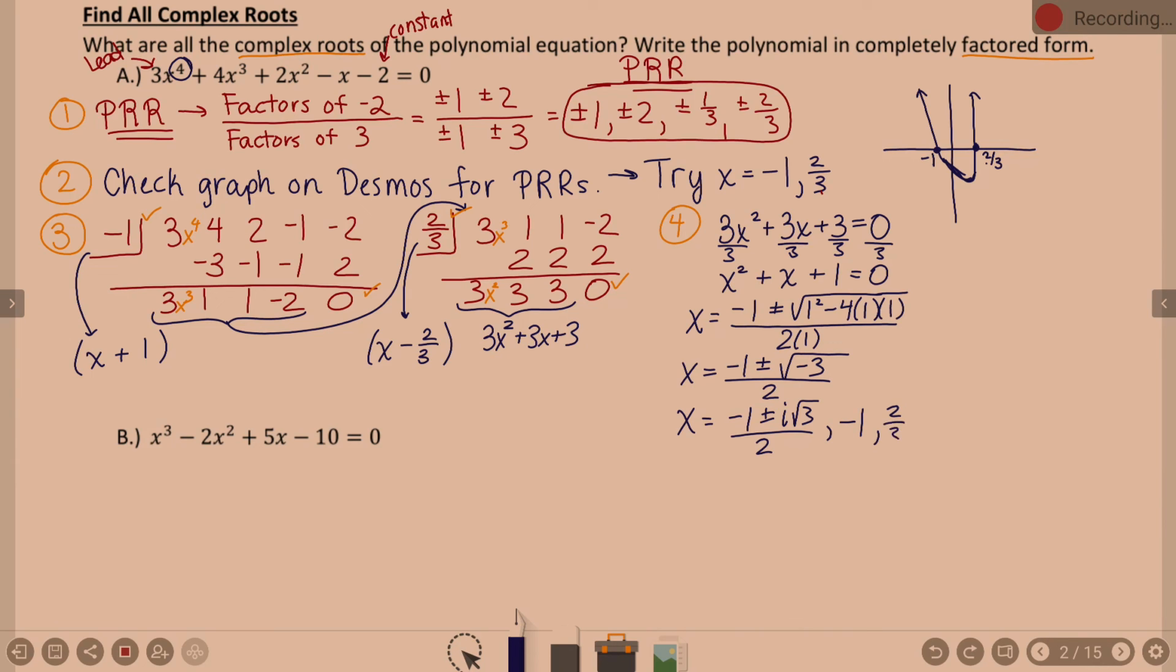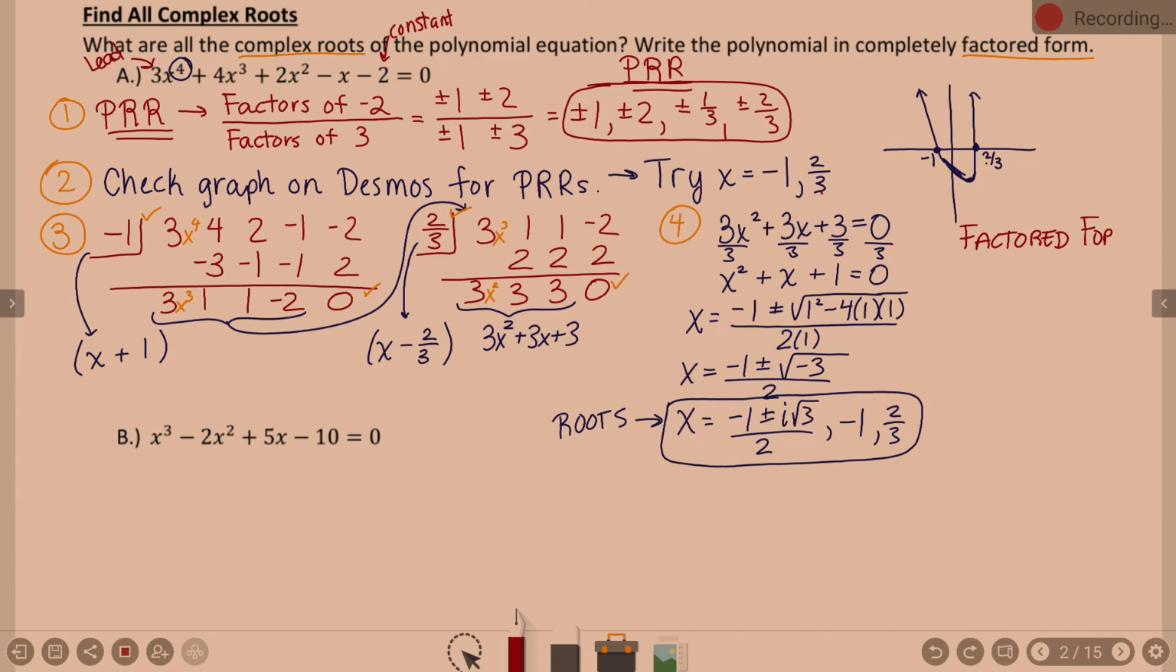So what I'm going to say here, the first question of this problem asked me for all roots. When it's asking for all the complex roots, the negative 1 plus or minus i square root of 3 over 2 is 2 of them, right? And then negative 1 and 2/3. Now, what else did it ask us to do? In this particular problem, it also asked us for factored form. Some problems will ask for factored form, some will ask for the zeros. It will just depend on the problem.